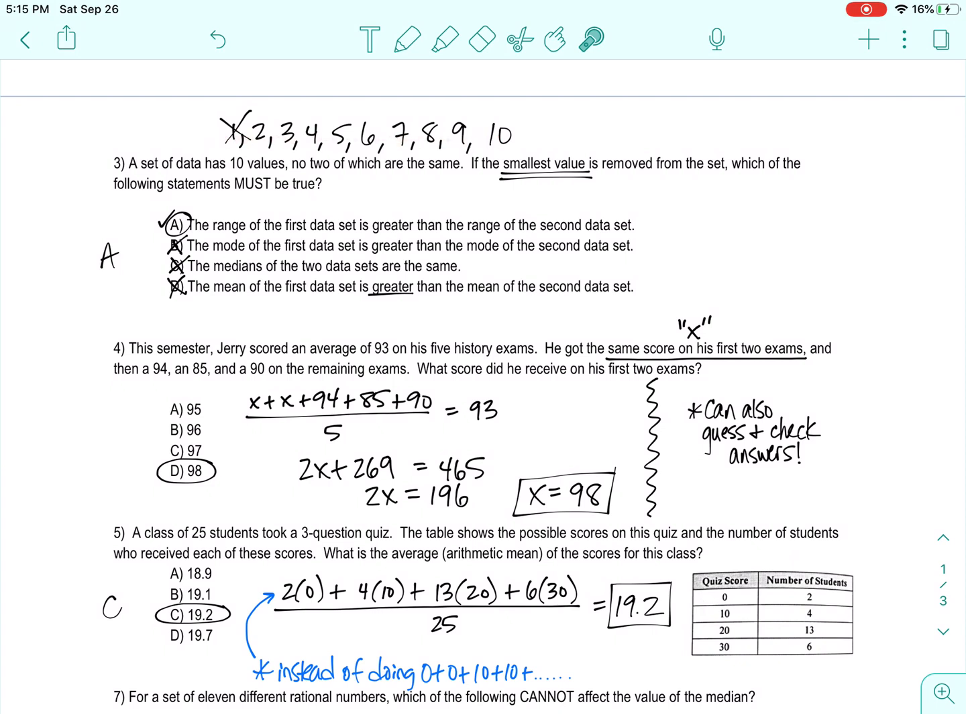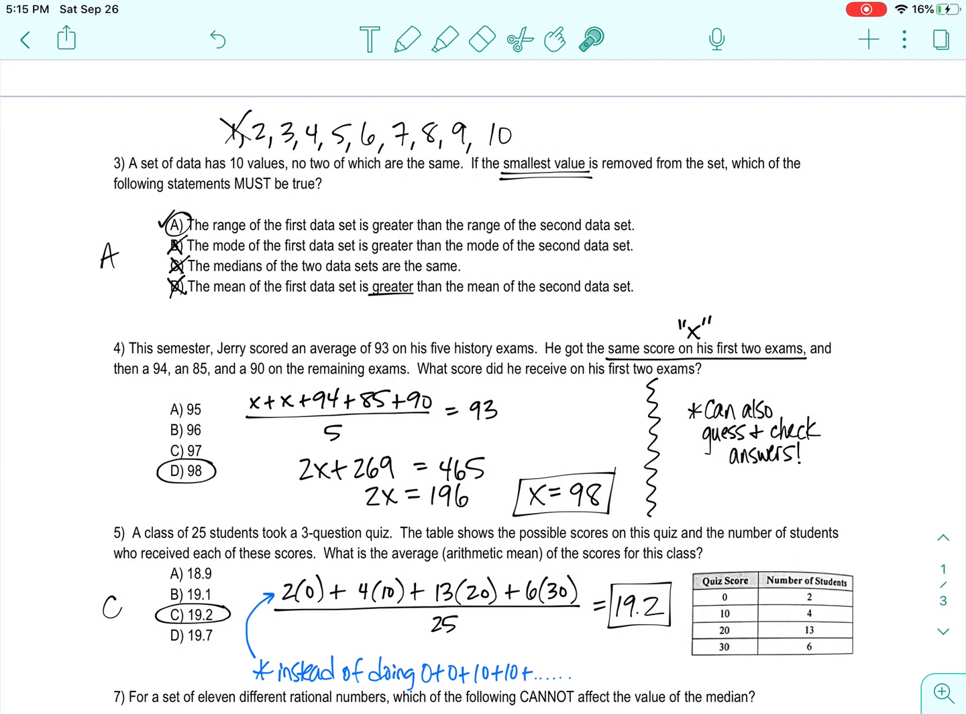If the smallest value is removed, so okay, get rid of the 1, which of the following statements must be true? The range of the first, which is the original data set, is greater than the range of the second one. That's true because my range before I got rid of the 1 was 10 minus 1, which was 9. And then after I got rid of the 1, I have 10 minus 2, which is 8. So letter A is true. The range of the first data set is bigger than the range of the second data set.